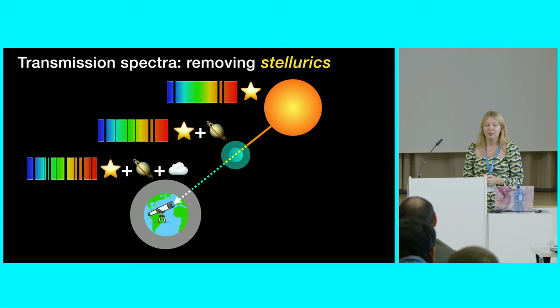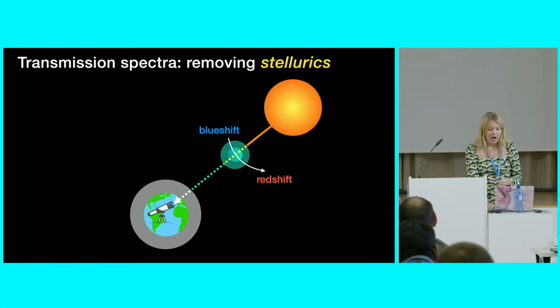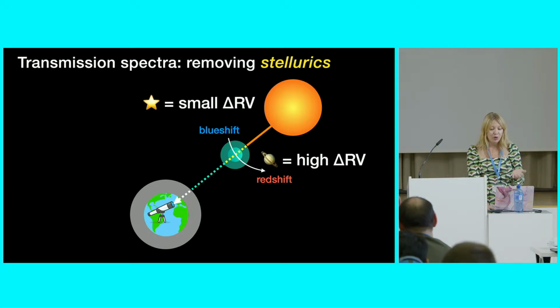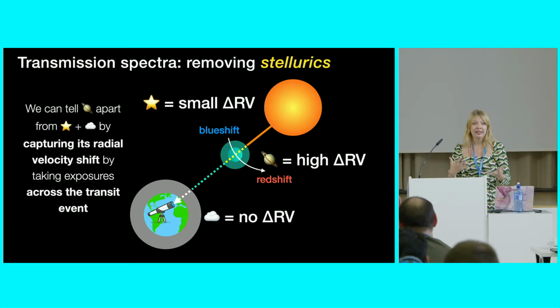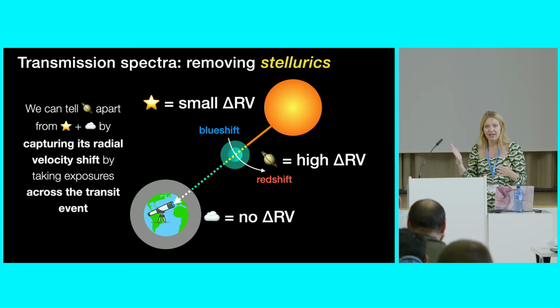And the stelluric removal can be accomplished because we can capitalize on the fact that the planet is, of course, moving, at least more so than the stelluric components. The exoplanet will be blue shifted towards the beginning of its transit, and it will be red shifted towards the end of that event. This means it will have a relatively high radial velocity shift, certainly compared to the small and the no radial velocity shifts seen on the stellar and telluric components. Which is great, because it means that we can tell the planetary lines from the stelluric lines by capturing this radial velocity shift across the transit event by taking a time series of observations, right?